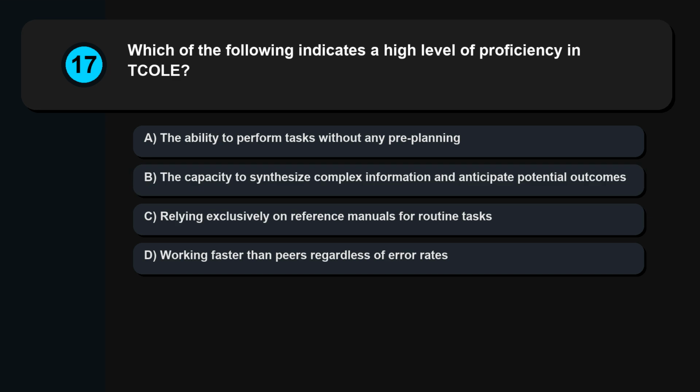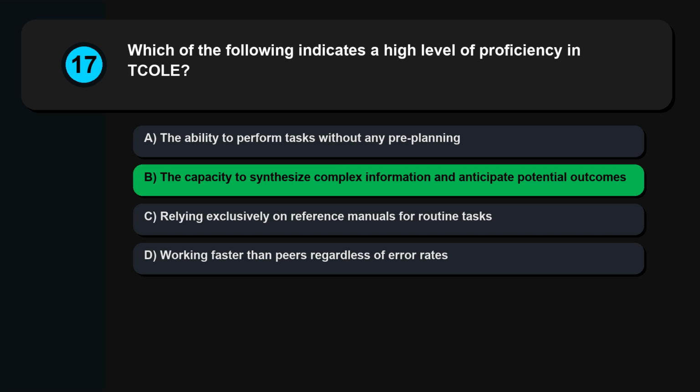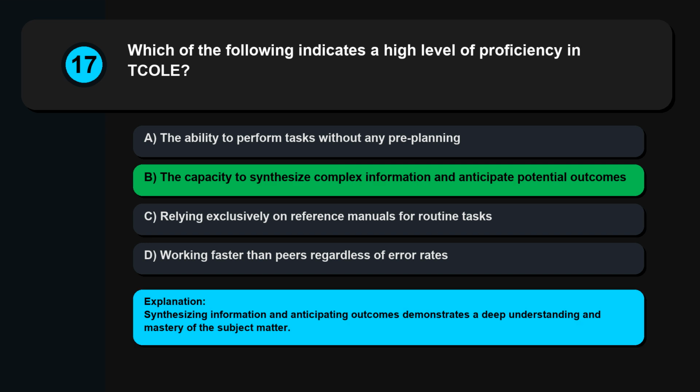Question 17. Which of the following indicates a high level of proficiency in TCOLE? The ability to perform tasks without any pre-planning. The capacity to synthesize complex information and anticipate potential outcomes, relying exclusively on reference manuals for routine tasks, working faster than peers regardless of error rates. Synthesizing information and anticipating outcomes demonstrates a deep understanding and mastery of the subject matter.